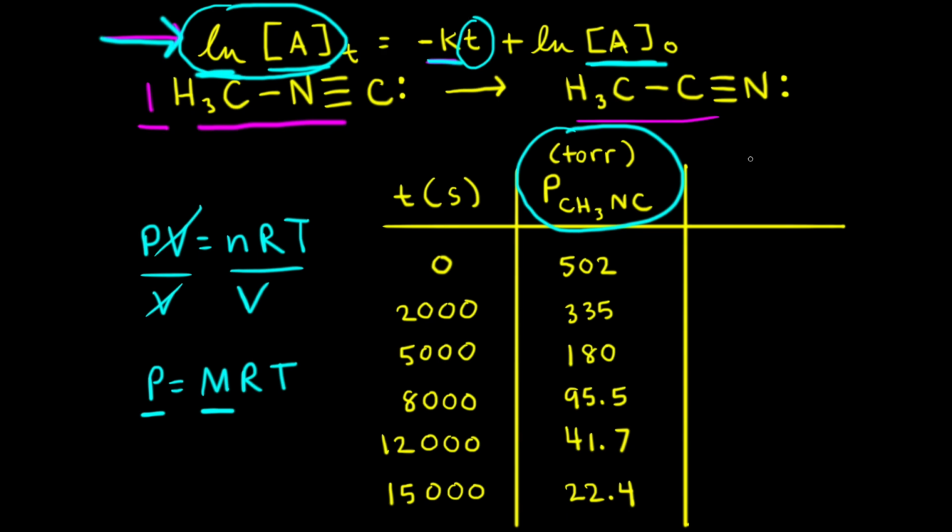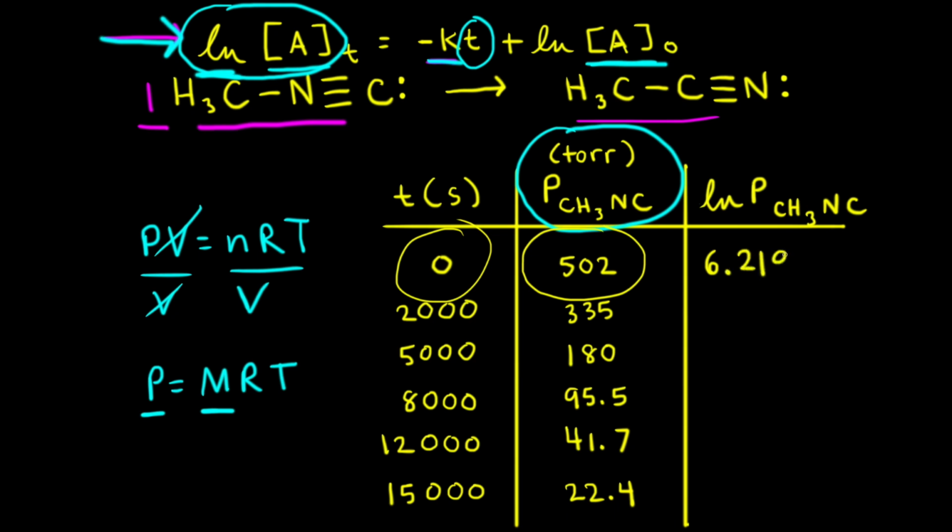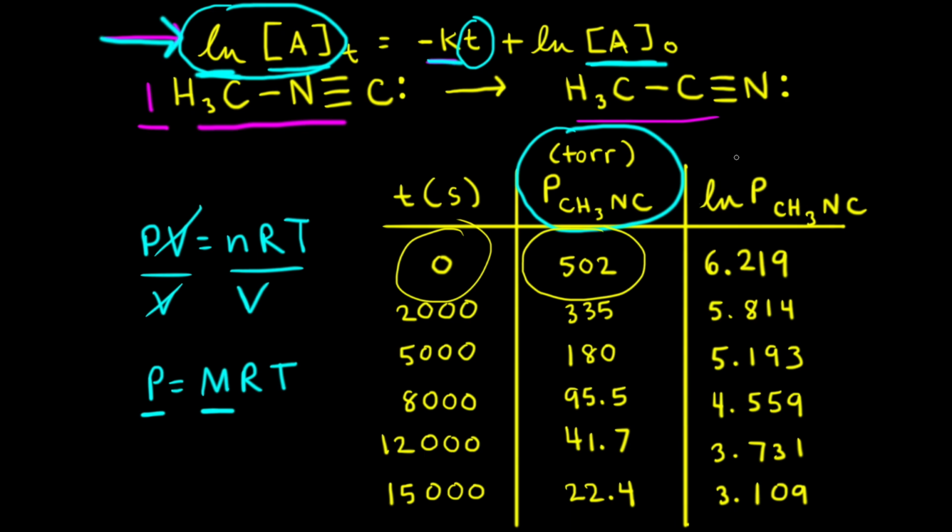So we need a new column in our data table. We need to put in the natural log of the pressure of methyl isonitrile. So for example, when time is equal to 0, the pressure of methyl isonitrile is 502 torr. So we need to take the natural log of 502. And the natural log of 502 is equal to 6.219.